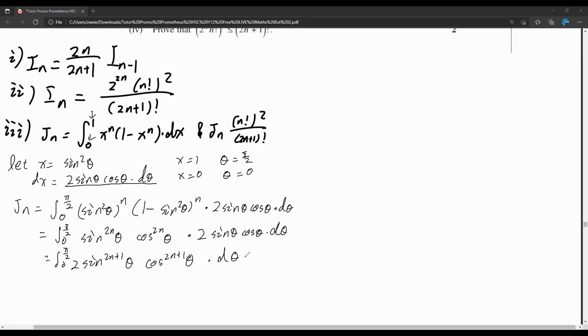How many of the sine 2 thetas are we going to make? We're going to make 2n plus 1 sine 2 thetas. So what we will have is pull out that 2 and pull out a 2 to the n plus 1, integral from 0 to pi on 2 of sine 2 theta to the power of 2n plus 1 times d theta. Now I'm making my sine 2 thetas.